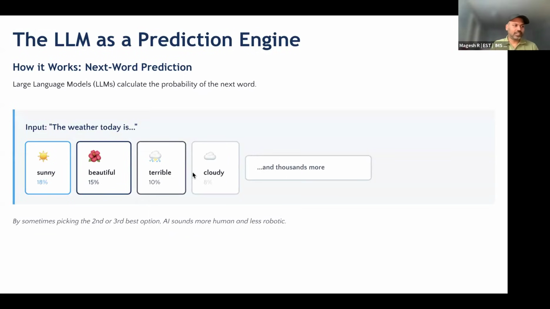The way it tries to do that is, based on all the training, it understands the pattern, and based on the literature and everything it's been trained on, the weather today is sunny with 18% probability, beautiful 15% probability, terrible 10% probability, and so on. So the model tries to pick one of them. But nowadays, they try to get real-time data and pull that in, which we call RAG. Though those are sophistications, they are not inside the core model, it's an application layer sophistication. So the model still is largely next word prediction.